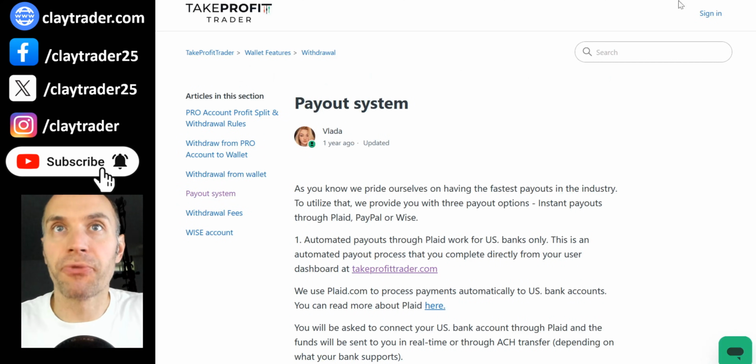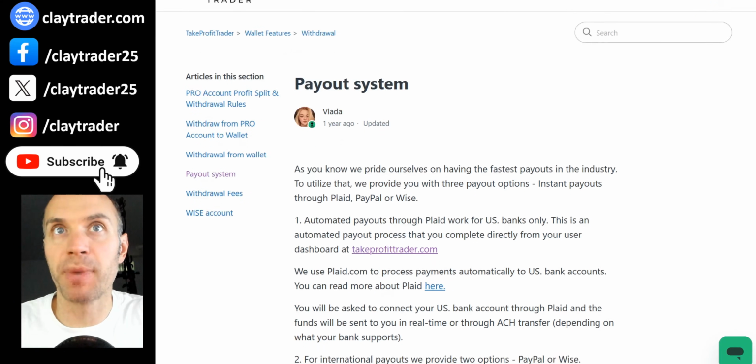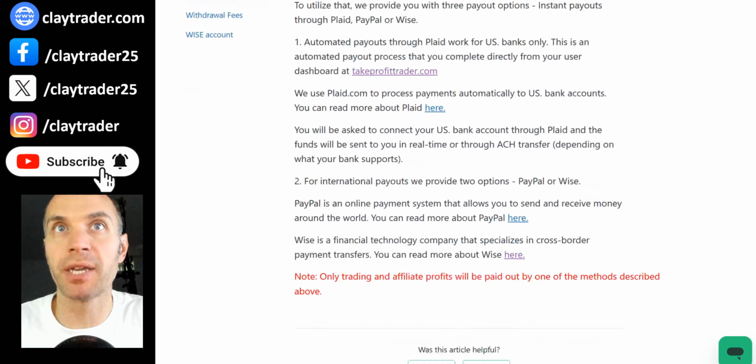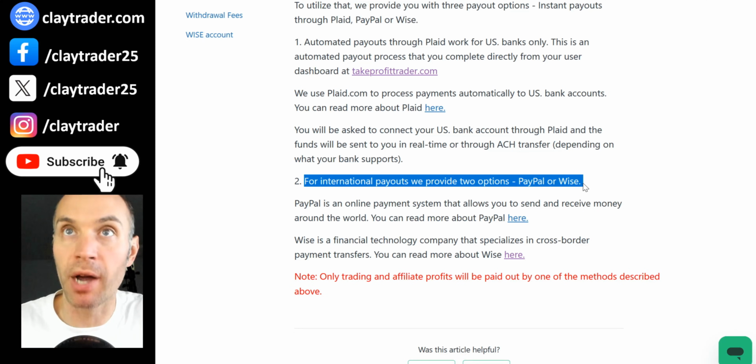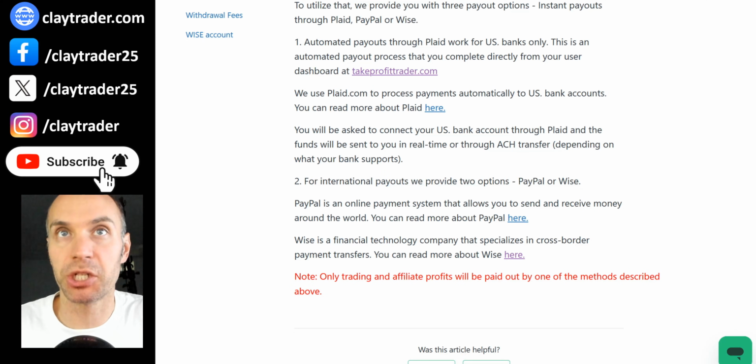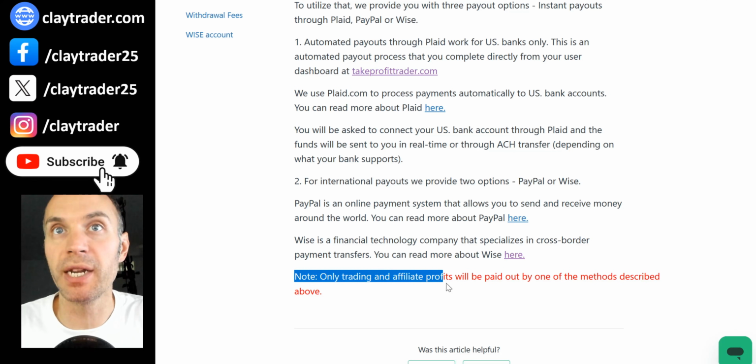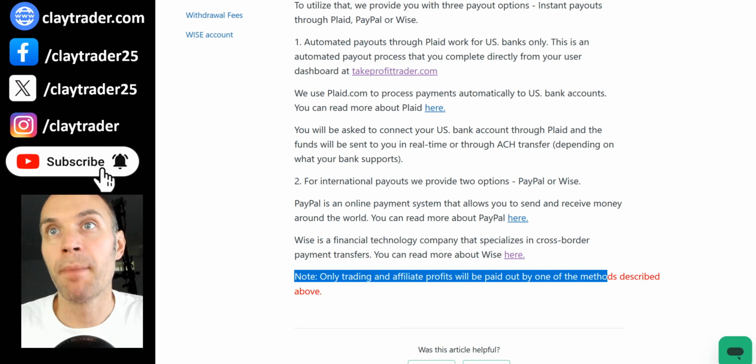And then just to walk you through how it works. So here's from their knowledge-based system. And right down here, you can see for international payouts, we provide two options, PayPal or Wise. So hopefully now you see why step one was what it is, but they just explain what they each are here. And then this is the important part. Note, only trading and affiliate profits will be paid out by one of the methods described above.